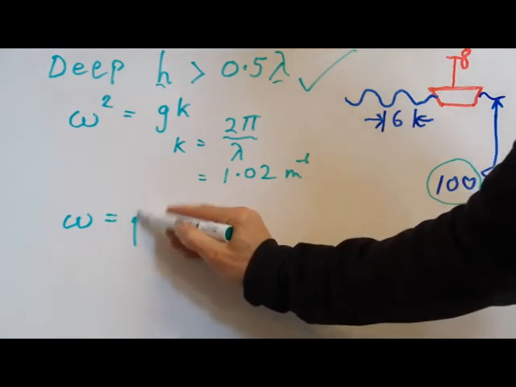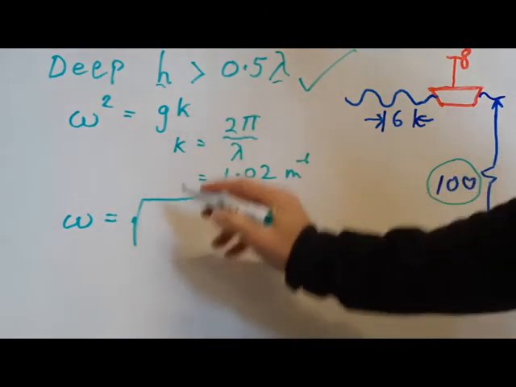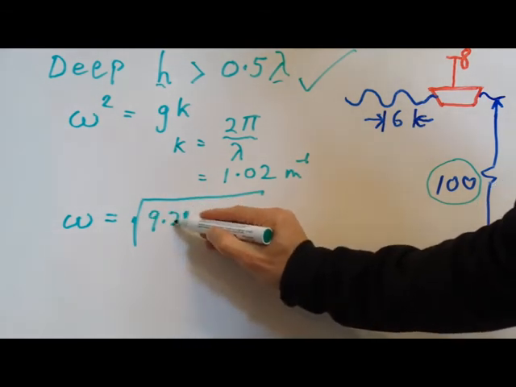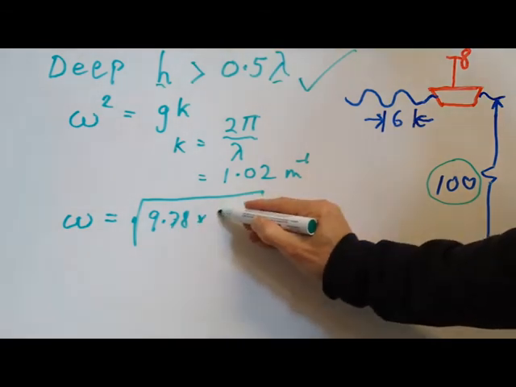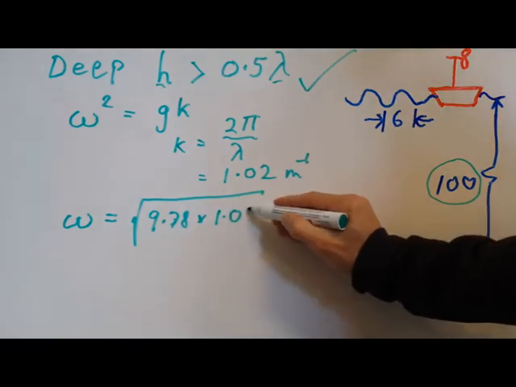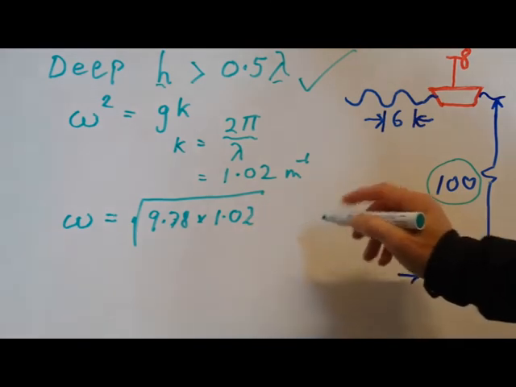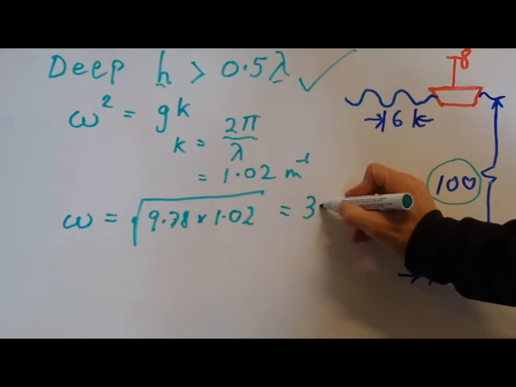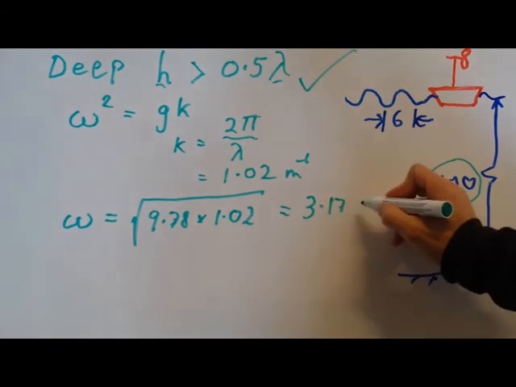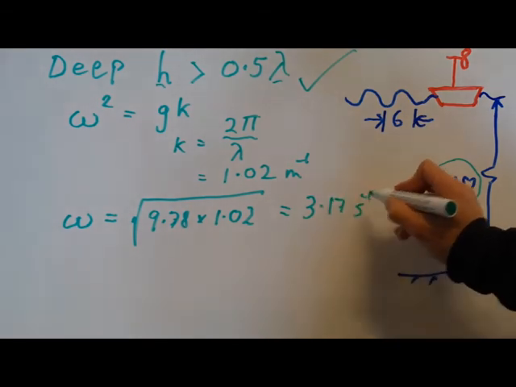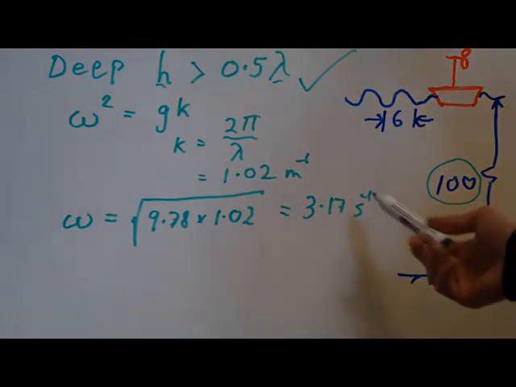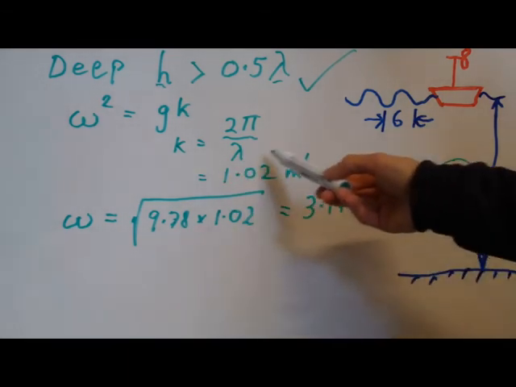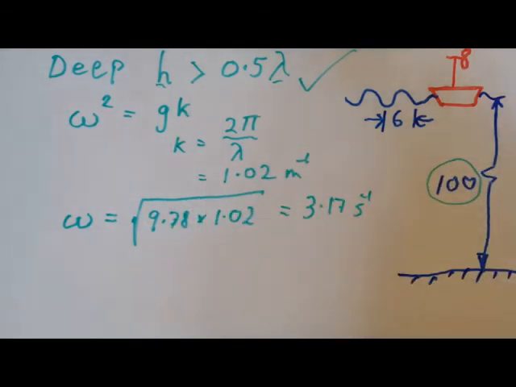I'm going to take the square root. I'm going to use the acceleration due to gravity of about 9.78 meters per second squared, multiplied by the 1.02 we just calculated, and the result is a radians per second frequency of about 3.17 reciprocal seconds. No point quoting this number to very many digits because we've only used 3 significant figures here and here.